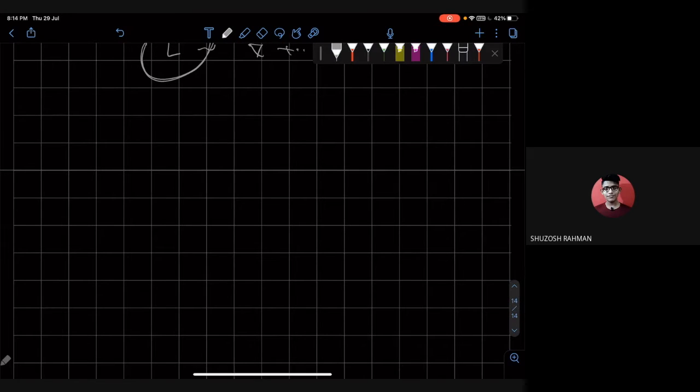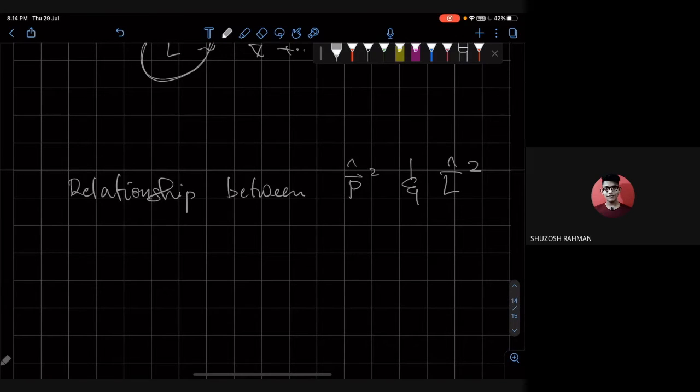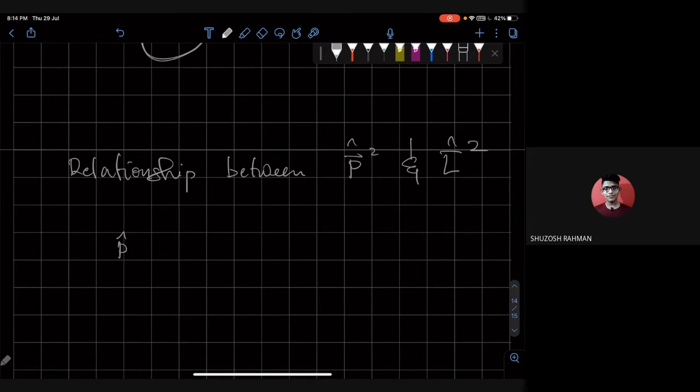So my next topic is the relationship between the p squared operator and the L squared operator, okay? So what is the p squared operator? Can someone tell me? Minus h bar squared, the Laplacian. Very good.